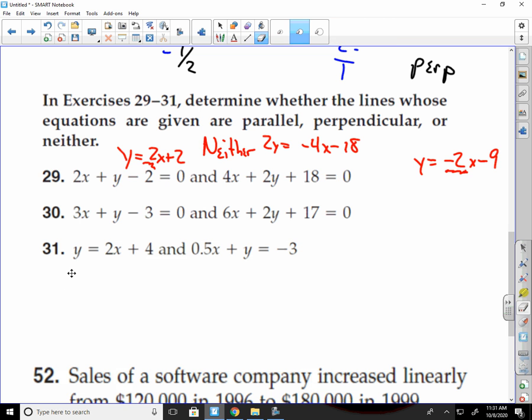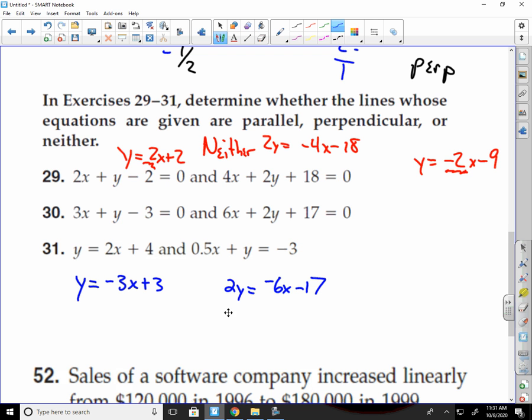Number 30, subtract the 3x and the 3 over. So it's 3x. This was a -3, so it becomes a +3. Subtract the 6x and 17 over. Gives me 2y equals -6x minus 17. Divide by 2. That gives me y equals -3x. I can stop there because my slopes are the same. Parallel.